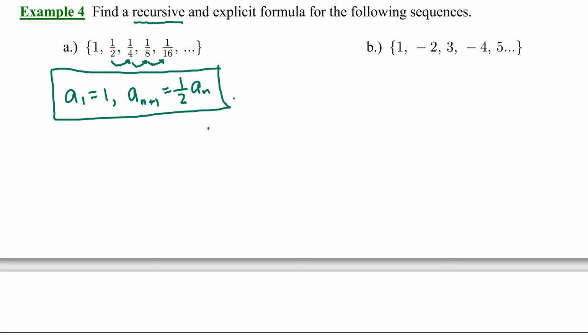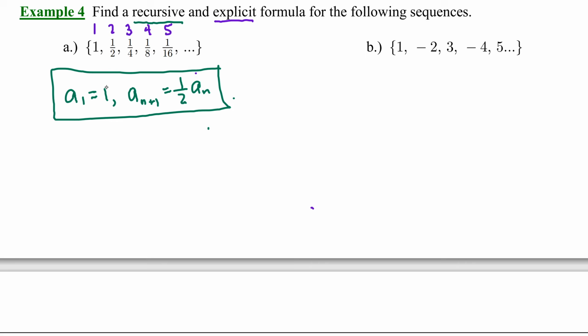Now, what's generally more challenging is defining the explicit formula. In this case, I don't want to think about the terms based on the nature of the previous terms. I want to figure out, how can I write each term as a function of its position? So if this is the first position, this would be the second position, third, fourth, and fifth. So I want to know what's the connection between the term of the sequence and its position.